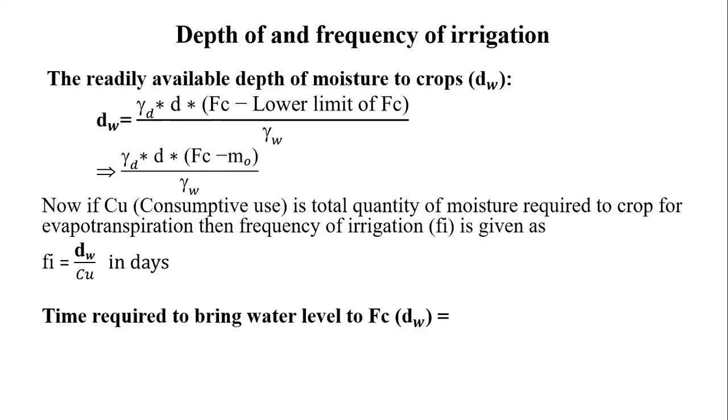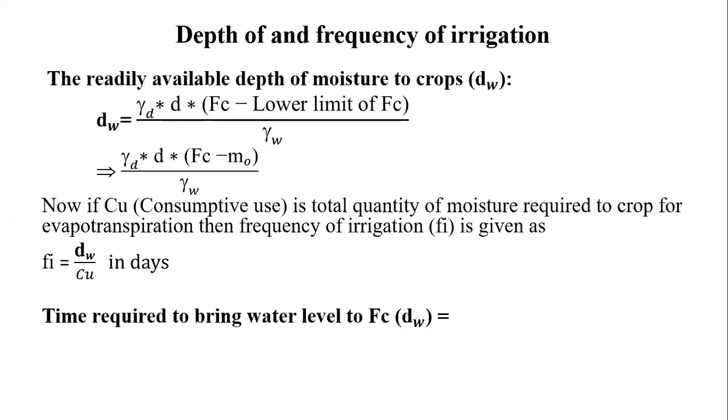We know the basic relation Q is equal to A R by T. A is the area, R is nothing but the rise, divided by T, which is nothing but the time. So here the rise is nothing but the depth of the water which we want to raise. Up to what limit do we want to raise it? We want to raise it up to the readily available moisture, meaning the Dw. That rise is nothing but the Dw here.